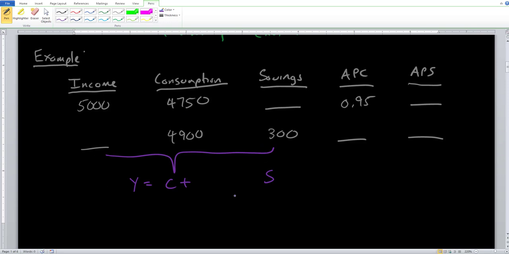For APC, there are a few different ways we can approach this. We can use the more typical APC plus APS equals 1. This is the easier formula out of the two. But there are times where you're going to need to fall back on the formal formula for APC, which is C divided by Y. Same thing for APS, S divided by Y.